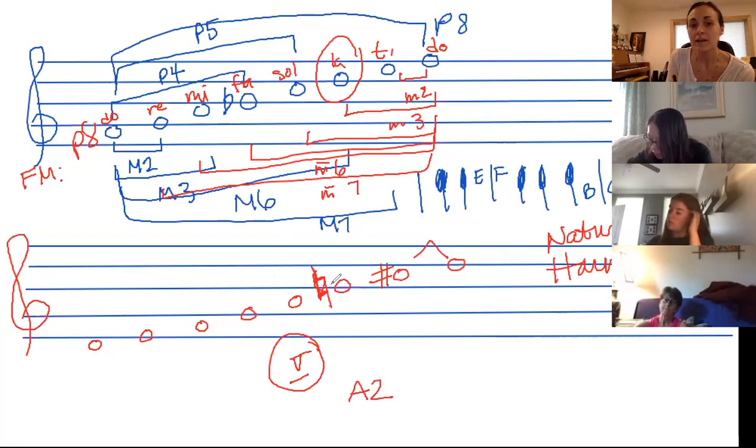With natural minor, we're not changing anything from the relative major. With harmonic minor, we're actually just changing the leading tone. We're raising the seventh scale degree. And now this scale here is called the melodic minor, where we're raising the sixth and the seventh.